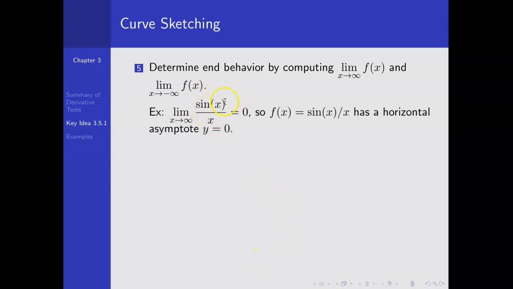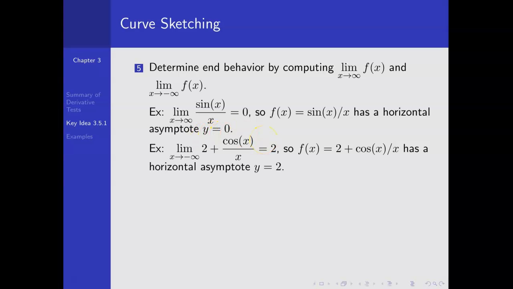As we look at sine of x, that's always going to stay between positive 1 and negative 1. That's what the graph does. It can go up to positive 1, go down to negative 1. x is getting really, really big as x goes to infinity. So when we have something between positive 1 and negative 1 and we divide by a really big number, it's going to get smaller and smaller and smaller. Even though it's going back and forth between positive and negative, it's still getting smaller and smaller and smaller. So the limit is 0, which means that function, sine x over x, has a horizontal asymptote y equals 0.